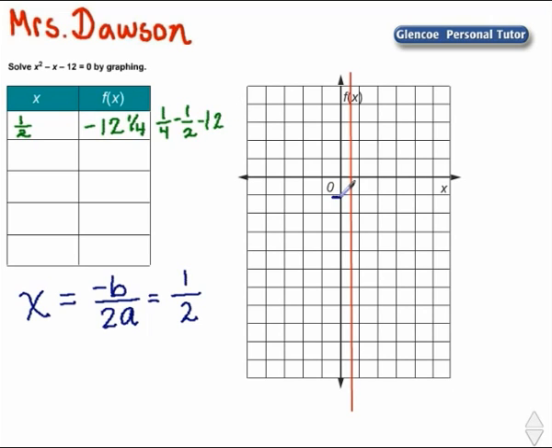The scale on the vertical axis, or f of x, will go by 2's. So this is -2, -4, -6, -8, -10, -12, and we just want to go a fourth. And the x value was at positive 1/2. So here is the point for the vertex of our parabola at 1/2, -12 and 1/4.